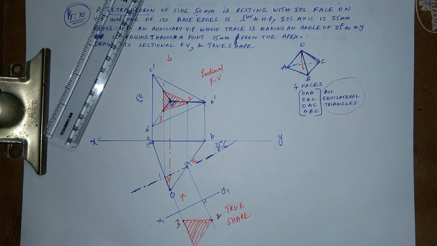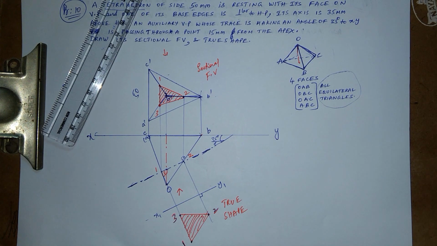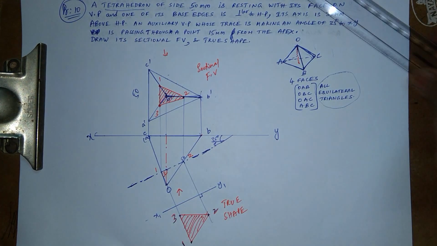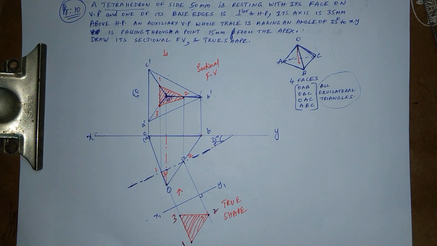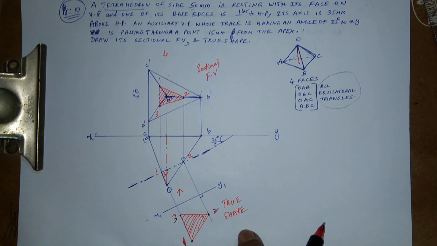Alright guys, I hope you understood this problem. Please go through this. One is not seen here. So this is my 1, 2, 3. This is the true shape.